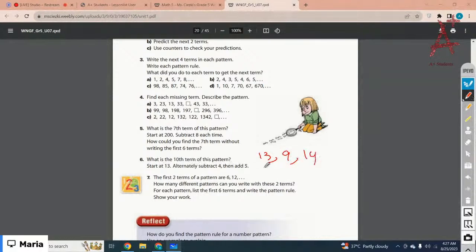9 plus 5 is 14. Subtract 4, 10, add 5, 15. Subtract 4, add 5. Subtract 4, add 5. 1, 2, 3, 4, 5, 6, 7, 8, 9. Okay, subtract 4, add 5, subtract 4, add 5.